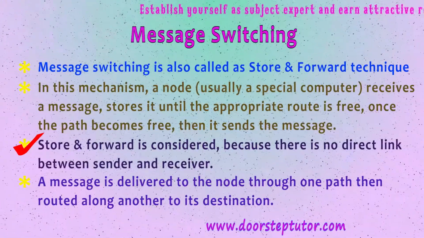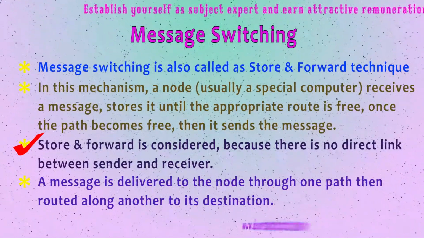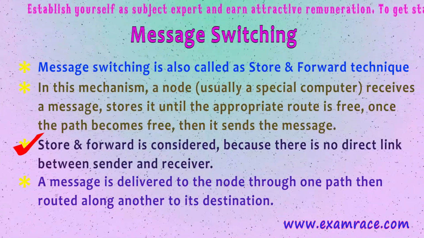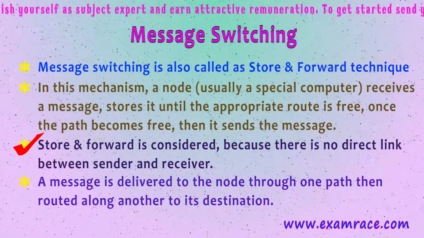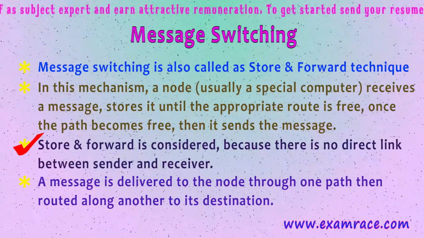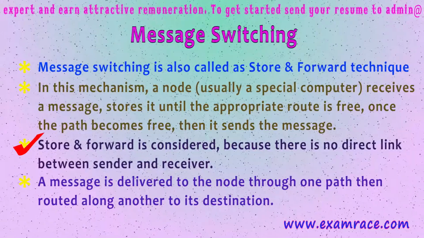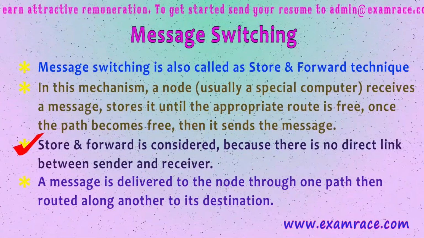So what is the third point? Store and forward is used because there is no direct link between sender and receiver. So we will have some intermediary nodes in between the sender and receiver. Those intermediate nodes will store and forward the message to the destination from the source side.